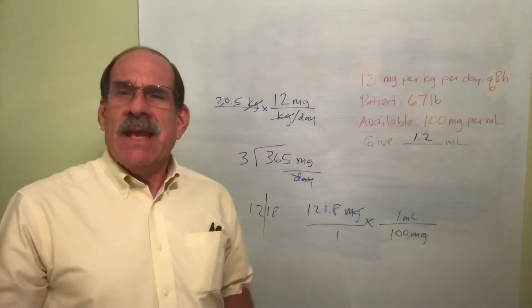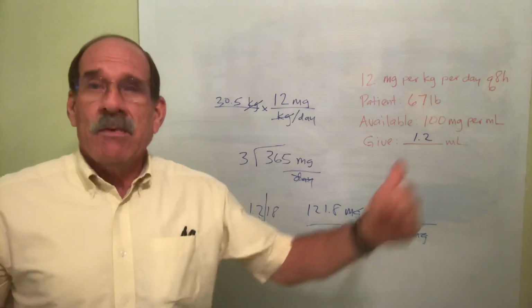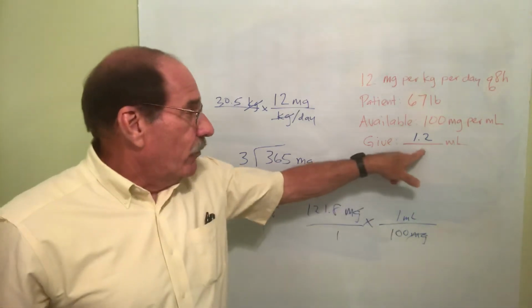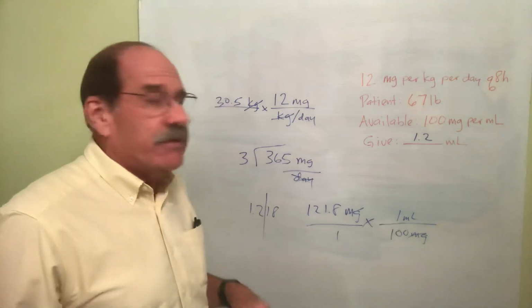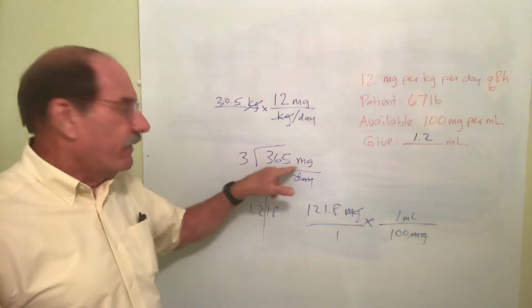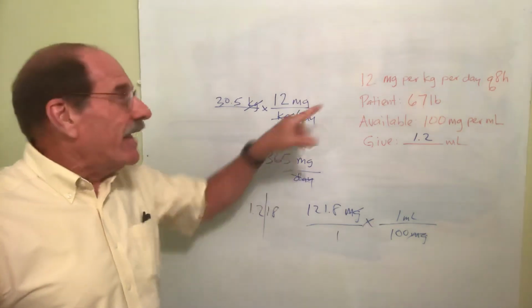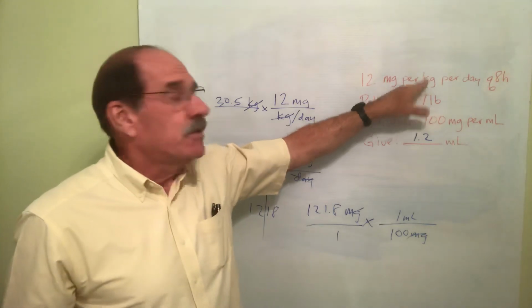How many times a day will I do that? 3 times. I'll do it every 8 hours. So every 8 hours that go by, I'll give 1.2 milliliters. Get to stick my patient with a sharp object. That means for the whole day, the patient will get what? 365 milligrams. But again, that gives the patient 12 milligrams for every kilogram the patient weighs for the whole day.